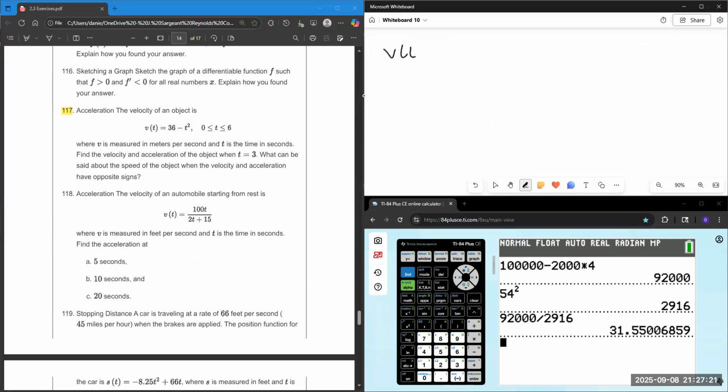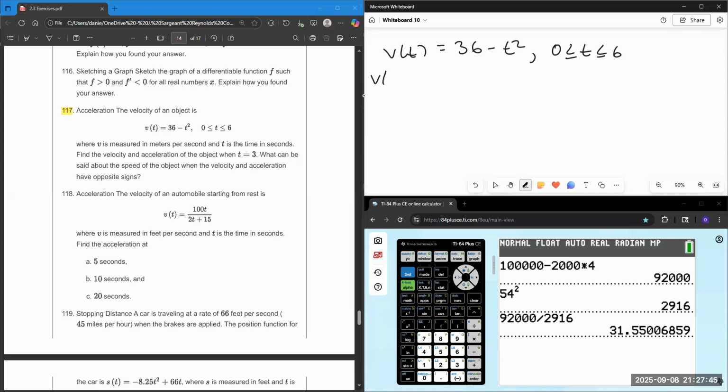And v of t is given as 36 minus t squared, t is between 0 and 6 seconds inclusive. Velocity is in meters per second. Acceleration will then be in meters per second squared. Time is in seconds. We want to find velocity and acceleration when t is equal to 3.